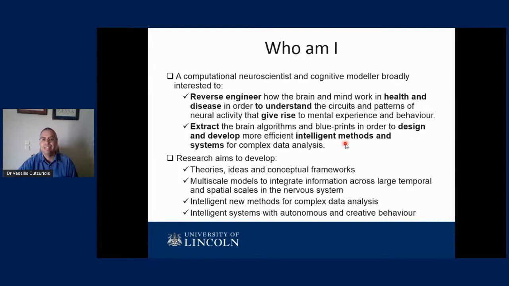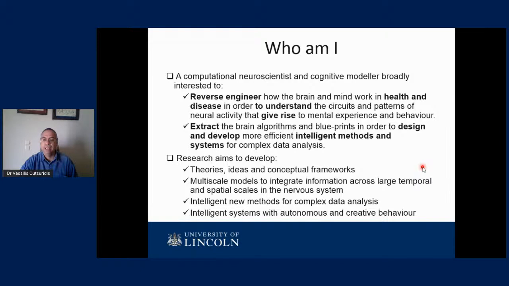My research so far has focused on developing theories, ideas, and conceptual frameworks, and multiscale models, meaning models that bridge gaps between different levels of complexity, starting from, let's say, the cellular, going to the network, going to the circuit, going to the systems, all the way to the behavior of the nervous system. And then using this type of information that we learn in the lab to design intelligent methods for complex data analysis or intelligent systems with autonomous and creative behavior. So that's me. Without any more delay, I would like to jump directly into the talk for today.